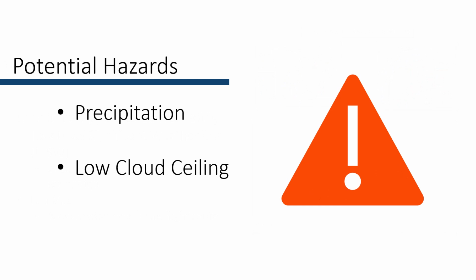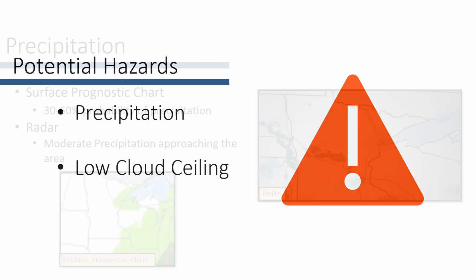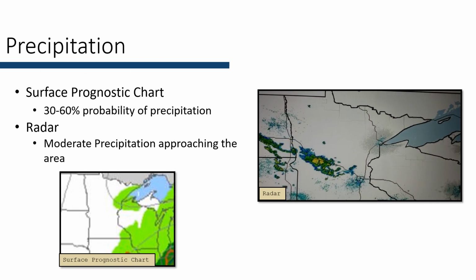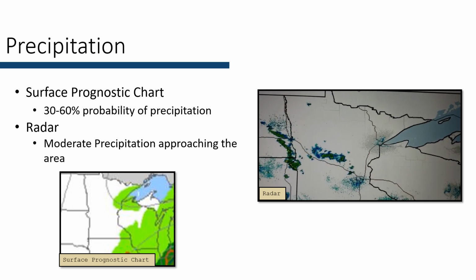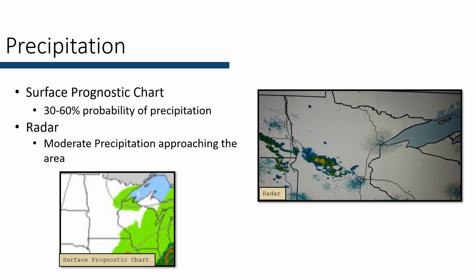When we look back through our notes, 2 weather phenomena stand out as potentially hazardous to this flight: precipitation and low cloud ceilings. The risk for precipitation can be seen in surface prognostic charts. Although the area around the departure is clear, the destination airport is located in a light green shaded area. This indicates a 30 to 60% probability of precipitation. Radar also shows regions of moderate precipitation moving towards the flight area.